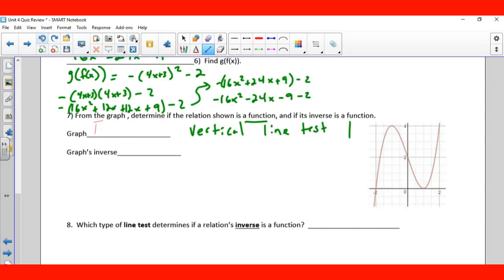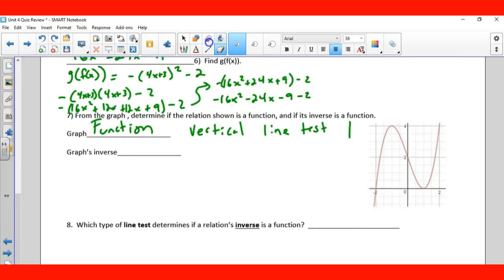Oh, wrong thing. This is a function. The vertical line test touches only one time, so that proves it is a function.